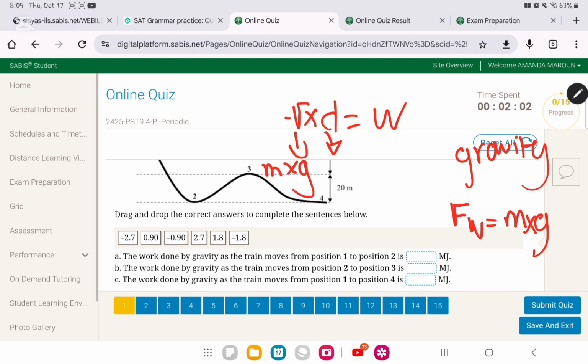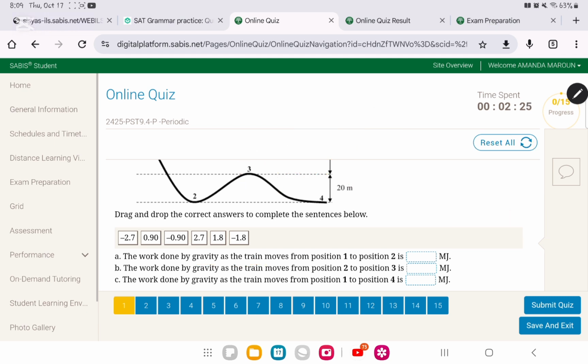The distance, whenever we're talking about gravity, we will substitute it by h. H is always the vertical distance. So now, the work done by gravity as the train moves, we got mgh. So the rule for gravity is mgh. We also know it can be positive or negative. If it's positive, it will be going down. If it's negative, it will be going up.